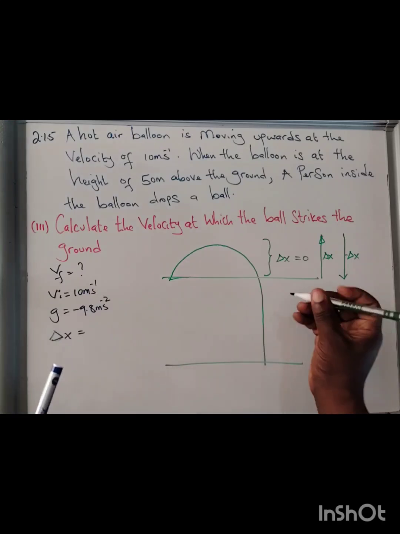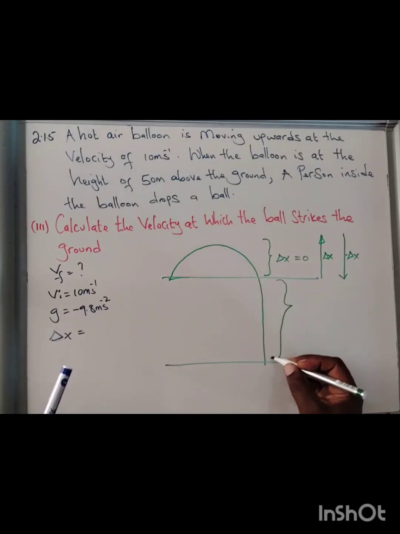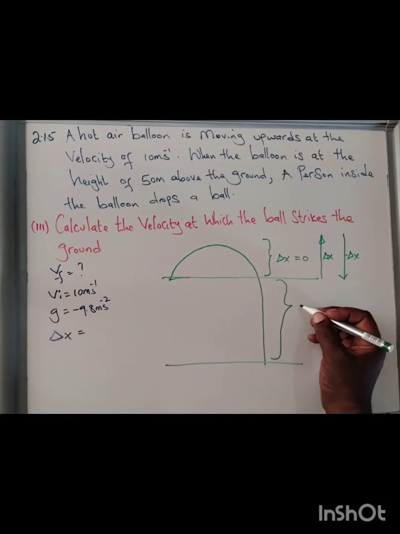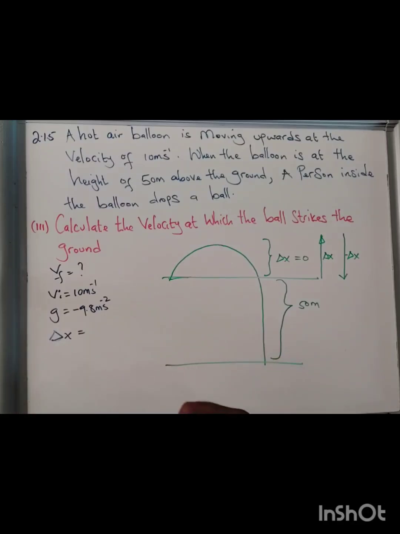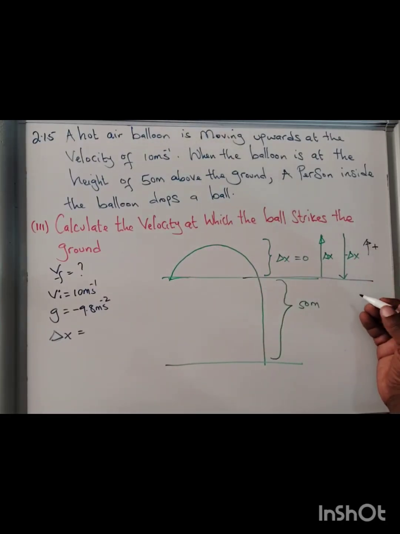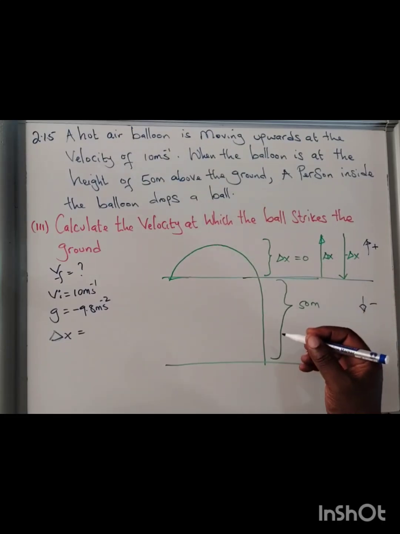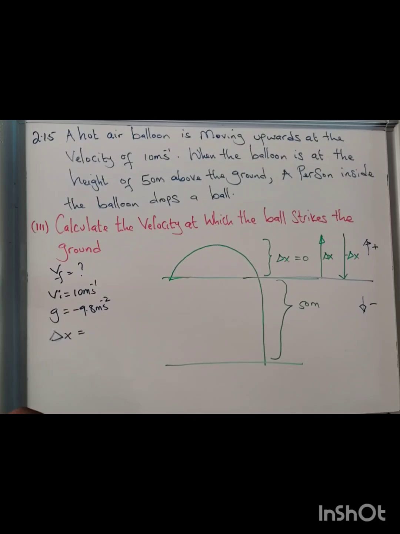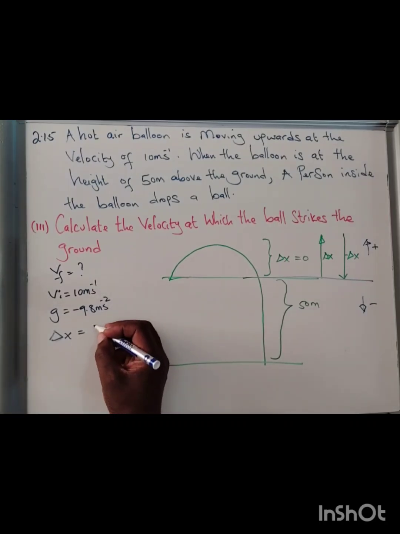That leaves us with this as the only displacement covered, and this one is the height at which the ball was dropped, and it's 50 meters. Now I also need to remind you that we took upward as positive. So any displacement above the point of projection is positive, and any displacement below the point of projection is negative. That means our displacement is 50 meters, but negative.